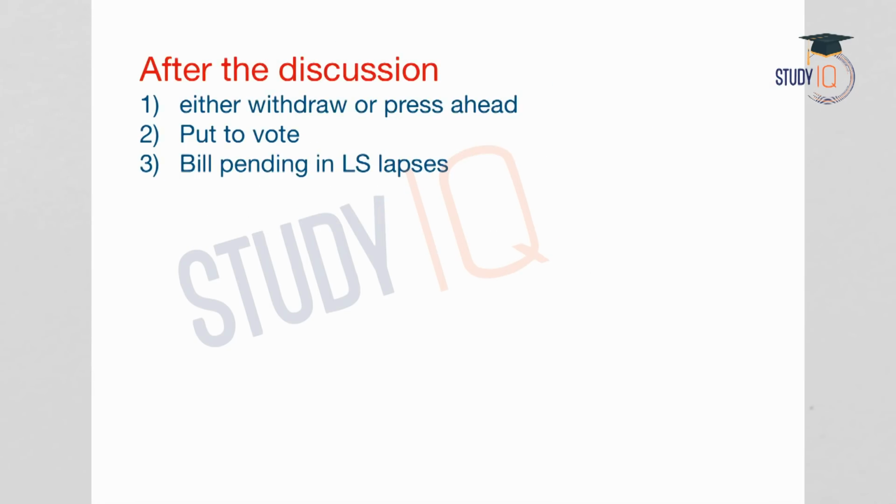Now what happens after the discussion? The bill will be discussed in the Parliament and after the discussion, the member who has introduced this bill has two choices. One is to withdraw the bill. This withdrawal can be on the request of the concerned minister or because of any other reason. Secondly, he or she has another choice, that is go ahead with the passage of the bill.